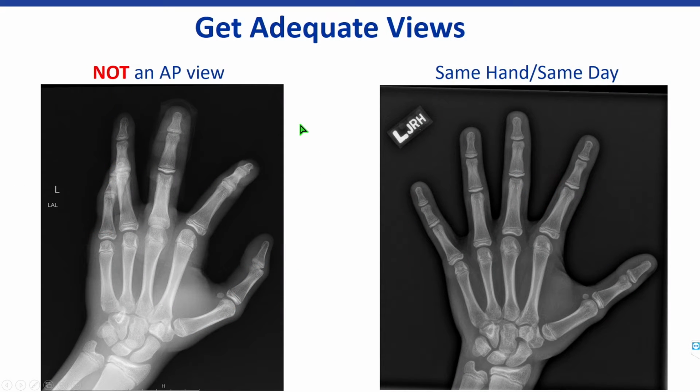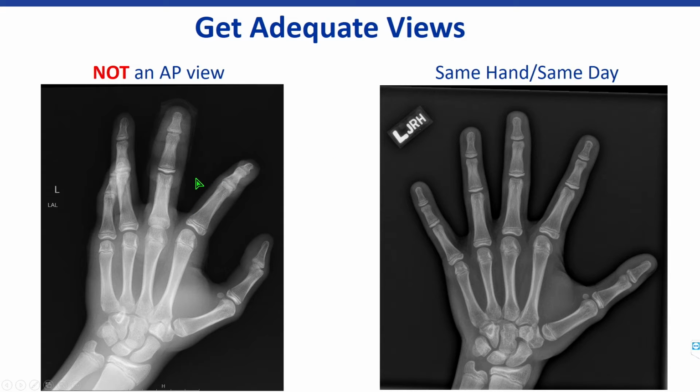So getting adequate views, just like in the elbow, very important. This is not an AP view. These fingers need to be straight. This digit's kind of clawed, and I think that they wanted to highlight the image itself by spreading out the other digits, but what they ended up doing was just taking away your ability to compare those digits to the abnormal or the injured digit.